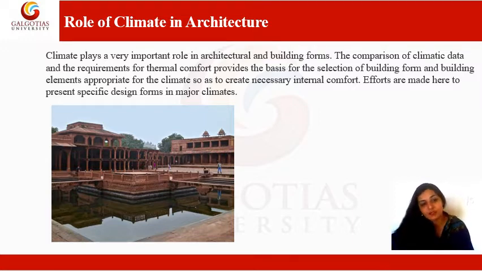Everybody is seeing this picture in this slide. This architecture style, I think all of you will guess this is from India, and from which part of India? Rajasthan. Why? The architecture style of Rajasthan is like that due to the climate of that region. A water body is placed in front of the building. Why? To cool down the air, to make the flow of air proper.